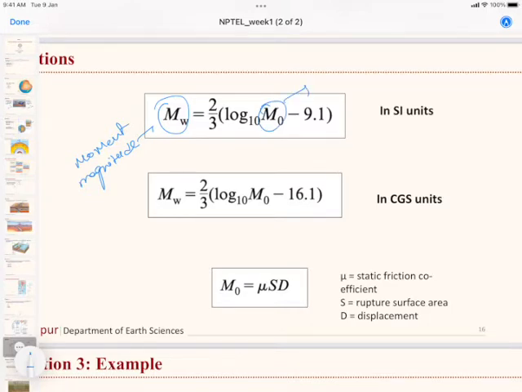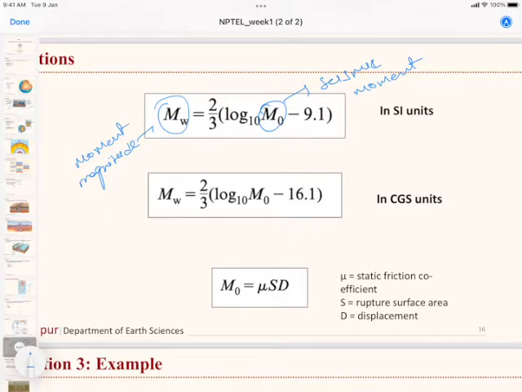M naught is the seismic moment. Can anybody tell what the seismic moment is, or what the moment magnitude is? Okay, no problem, we'll learn over here.